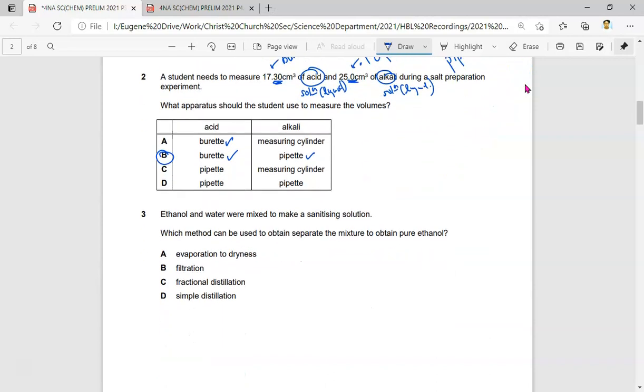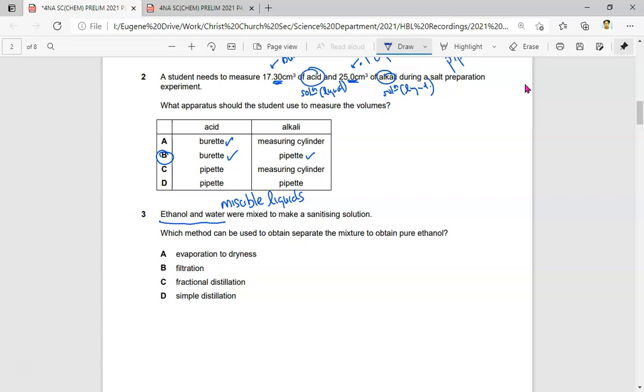Okay, next. Ethanol and water will mix to make a sanitizing solution. Now, first thing you need to identify is what ethanol and water form when they mix. They are actually miscible liquids, so they can dissolve in one another. When they are miscible liquids, it means you will not see 2 distinct layers. So the question is, which method can be used to separate the mixture?